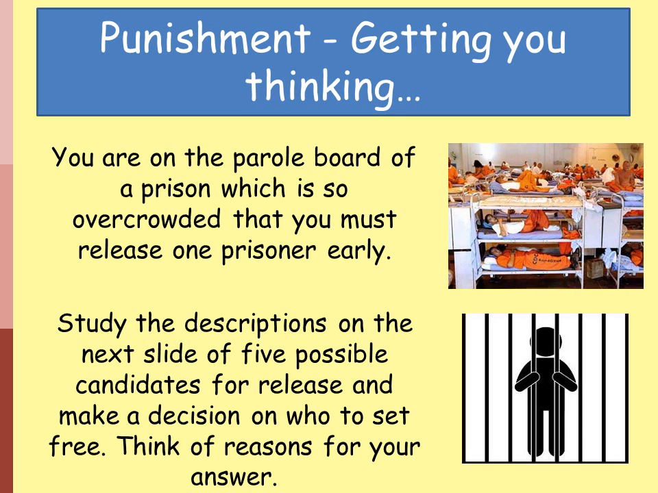Now, I'd like you to imagine that you're on the parole board of a prison. So you're responsible for choosing who gets released and who doesn't. Now the prison is overcrowded, so you've got to release one prisoner early. On the next slide, you need to study the descriptions of 5 possible candidates for release and make a decision on who you would set free. Also try and jot down some reasons for your answer.